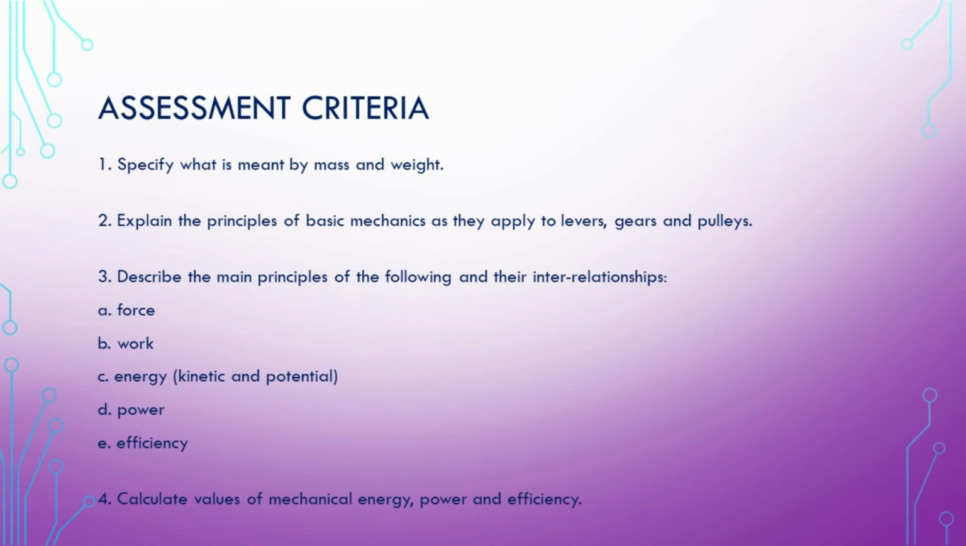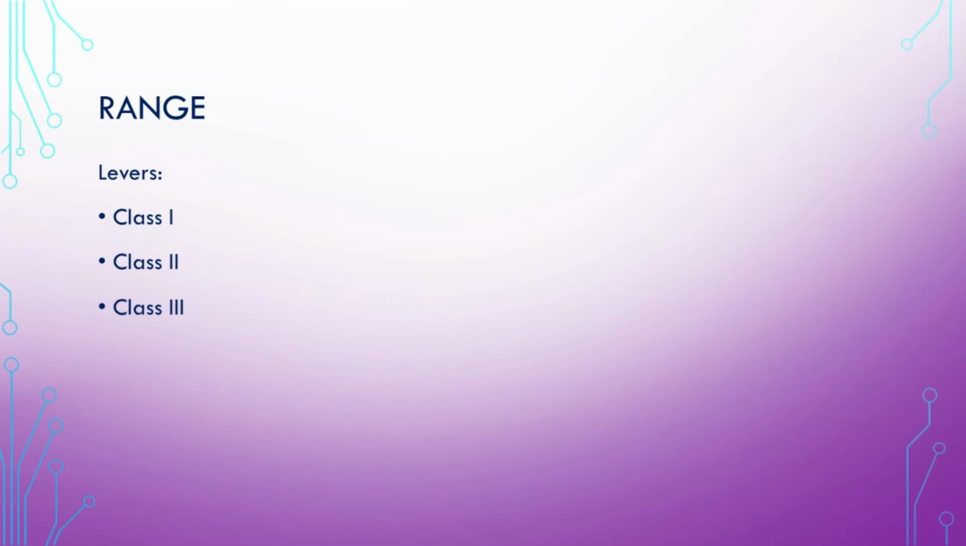Thirdly, describe the main principles of the following and their interrelationships, which are force, work, energy, power and efficiency. And finally, be able to calculate the values of mechanical energy, power and efficiency. The range for this outcome looks at the learner having an understanding of levers at Class 1, Class 2 and Class 3.